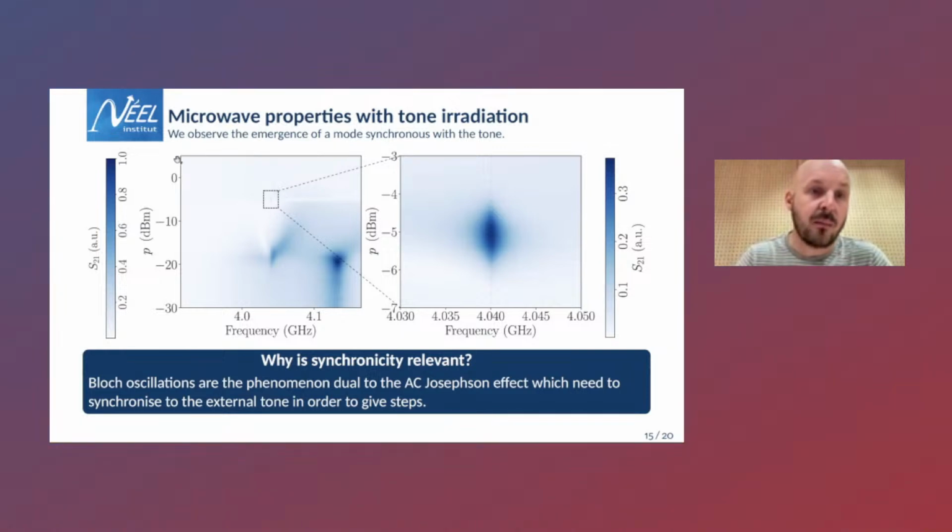Here I am plotting a 2D graph with the pump power on the left and the spectroscopy frequency, the VNA frequency, on the right. What you see is that if you are at the right power and the right frequency, there is some kind of mode that is now synchronized with the pump frequency. The pump frequency is this faint line here, and this is the Bloch array response. And you see that right here, at a power around -5 dBm, something happens.